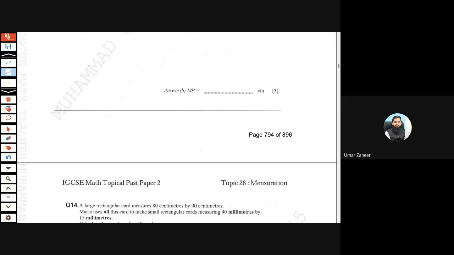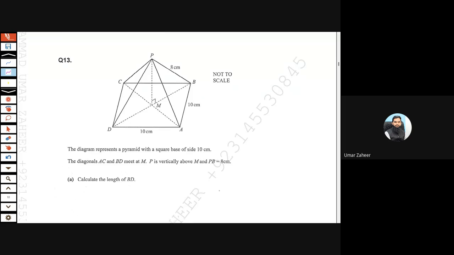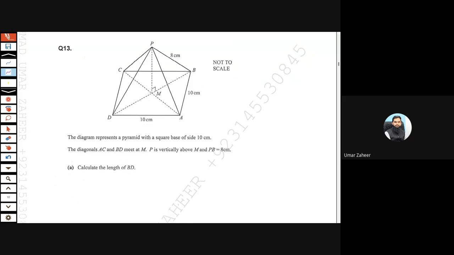What is going to be here? It is from trigonometry, 3D trigonometry. It is not a question of mensuration. And we have done it in trigonometry. Let's see how to do it again.